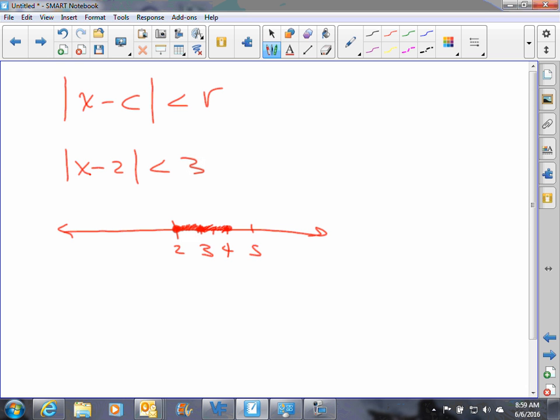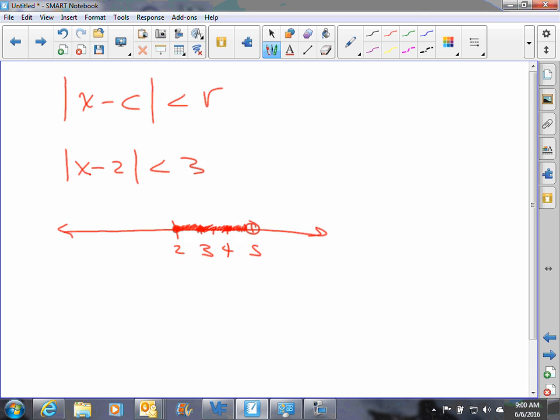What about 4.9? If I put 4.9 in for x, 4.9 minus 2 would be 2.9. The absolute value would be 2.9, and that is less than 3. So the numbers to the left of 5, and actually right up to 5, will work. In fact, 5 is the first number that won't work. So ordinarily what we do is we put an open circle around that value. So if you look at this interval, from 2 to 5 without including 5 works.